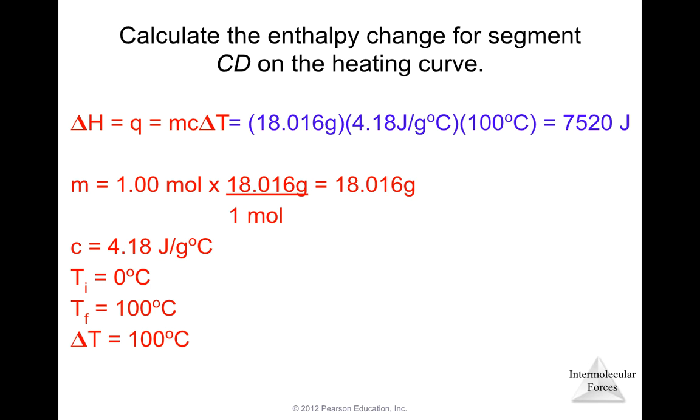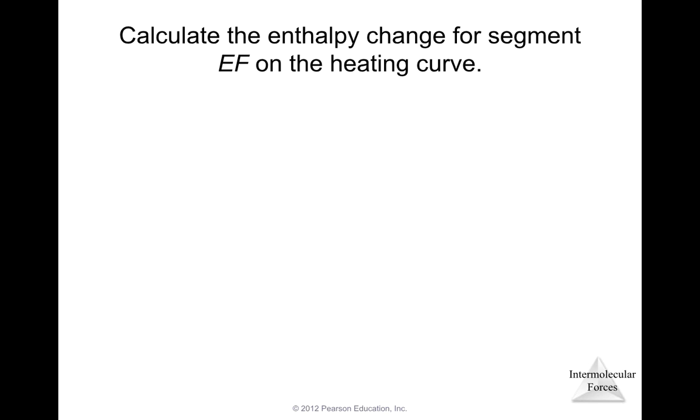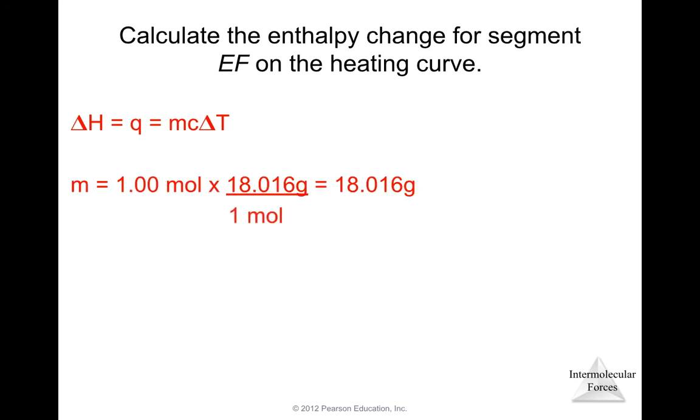Okay, so the last segment that we can calculate is E to F on the heating curve. So D to E is going to be our heat of vaporization, which was one of our given values. So E to F on the heating curve, again, enthalpy is equal to heat, and the heat is equal to the mass times specific heat times change in temperature. We're continuing to do these calculations with 1 mole, and so we've got 18.016 grams for our mass.